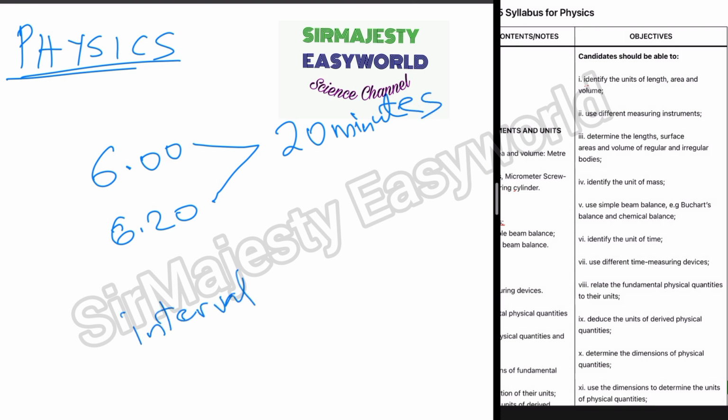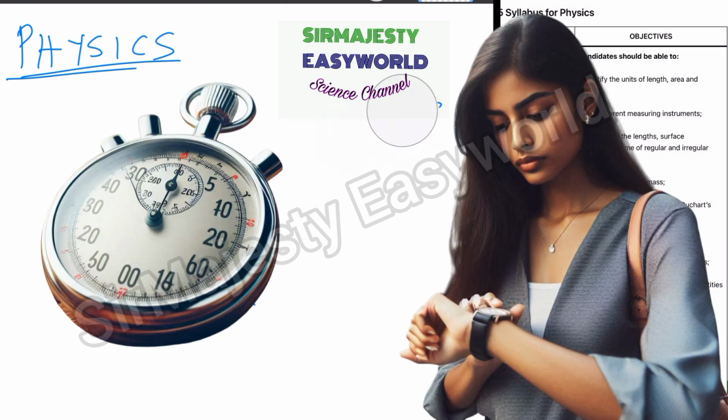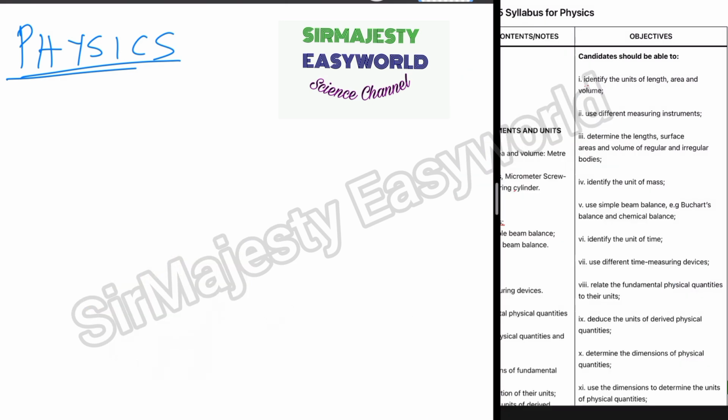Okay? A bird starts off at 6 and arrives at 6:20, which doesn't mean you should take the 6:20 to calculate. No. What you need is the difference in the time between the two of them, which is called your time interval. What do you use to measure time? Of course, your clock, your stopwatch. For bigger readings, you take your calendar for years and days and months and so on and so forth.